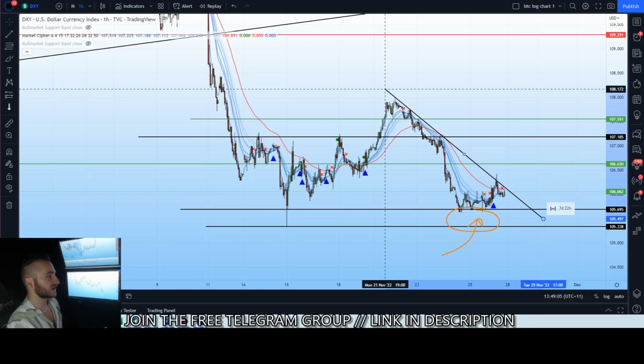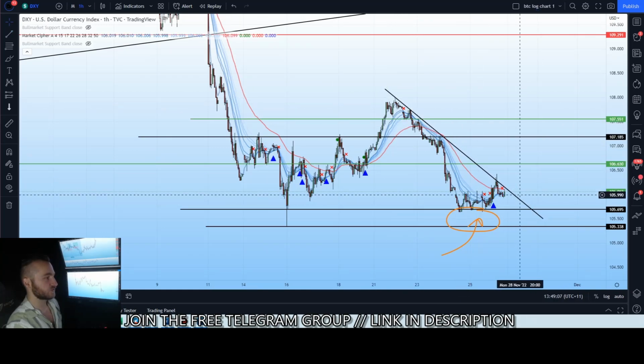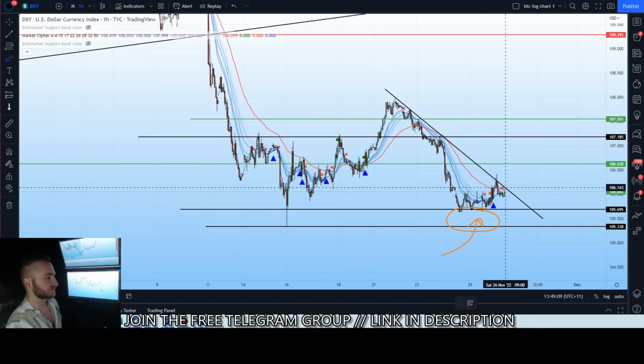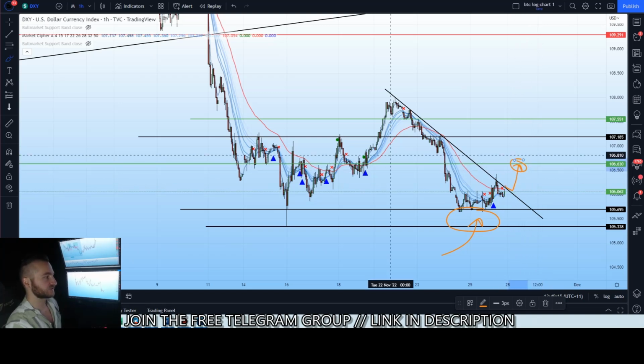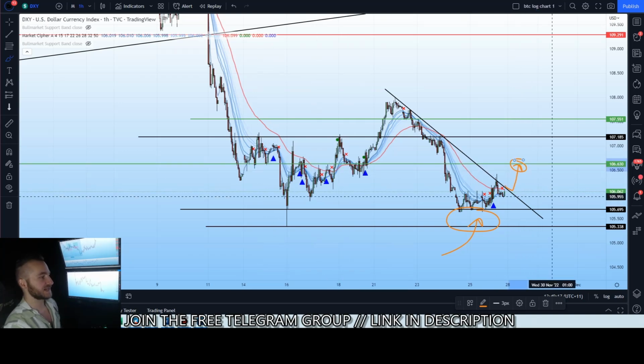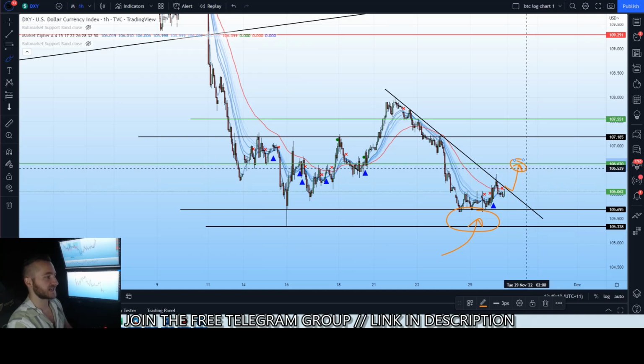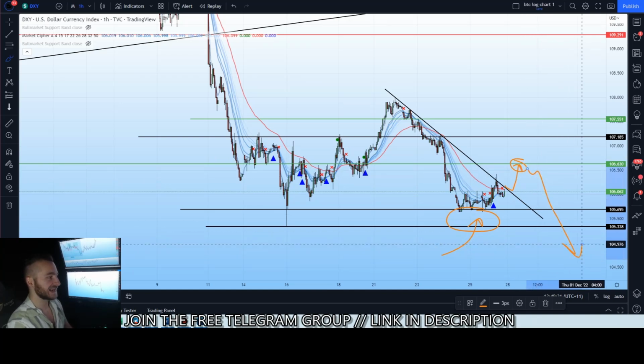So where did it close? It closed underneath this diagonal. Breaking through this diagonal, of course, will enable the DXY to push back up to 106.5. And that is a pretty strong resistance level over here. So we can expect a retest of that. I'd expect a rejection through that level, okay?